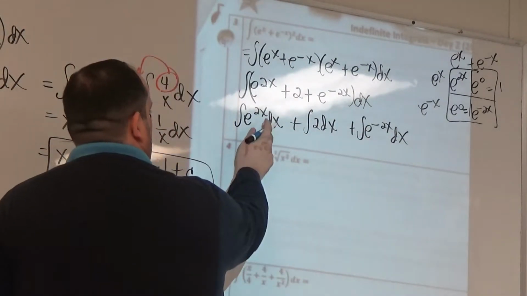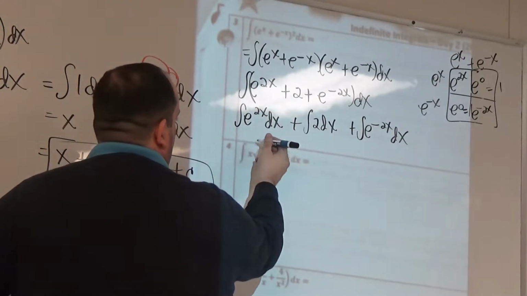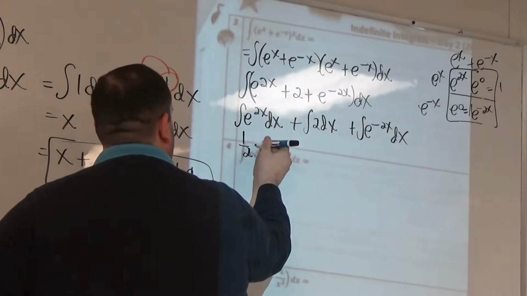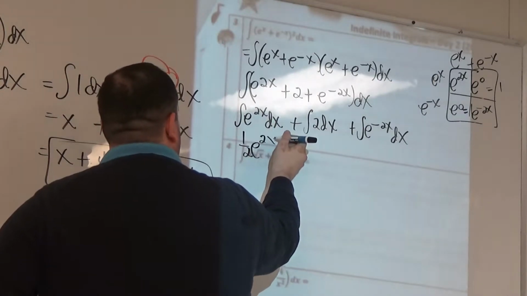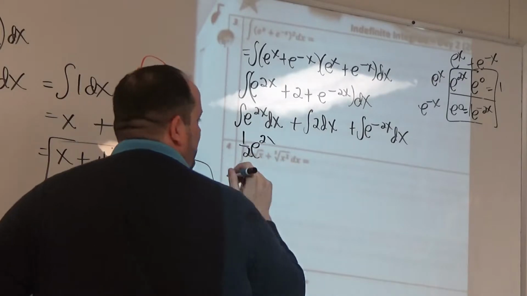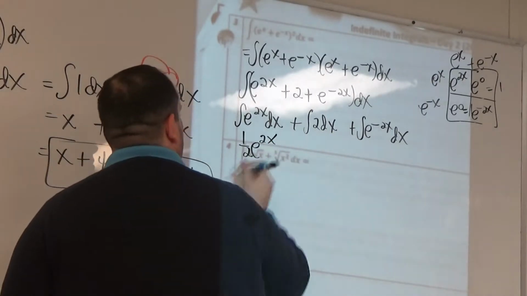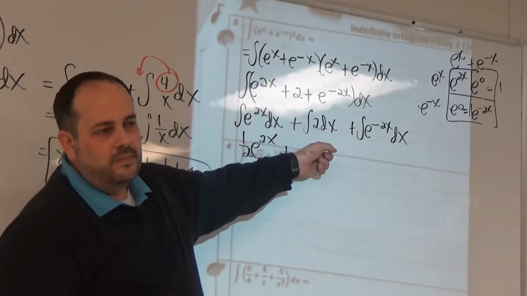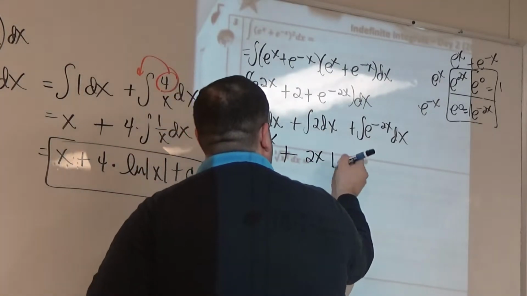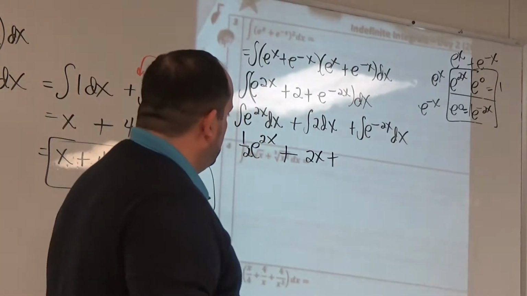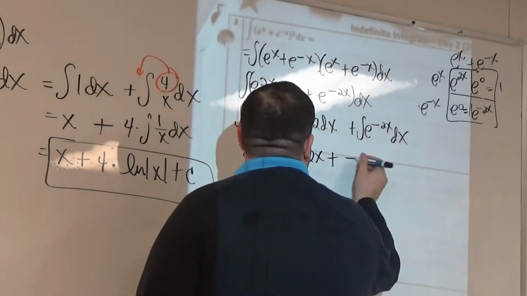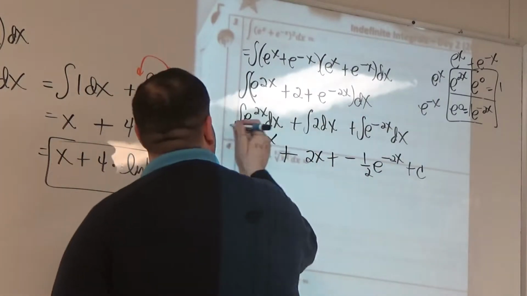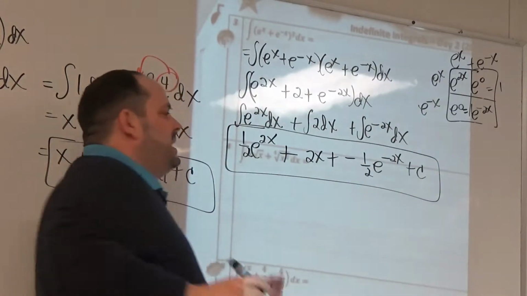Antiderivative of e to the 2x, David, what do you got for me? It's like 1/2 e to the 2x. Okay, 1/2 e to the 2x plus, Noemi, how do you feel about the antiderivative of 2? 2x. And Christian, how do you feel about the antiderivative of e to the negative 2x? Plus negative 1/2 e to the negative 2x. Negative 1/2 e to the negative 2x plus Charlie. Don't forget Charlie.